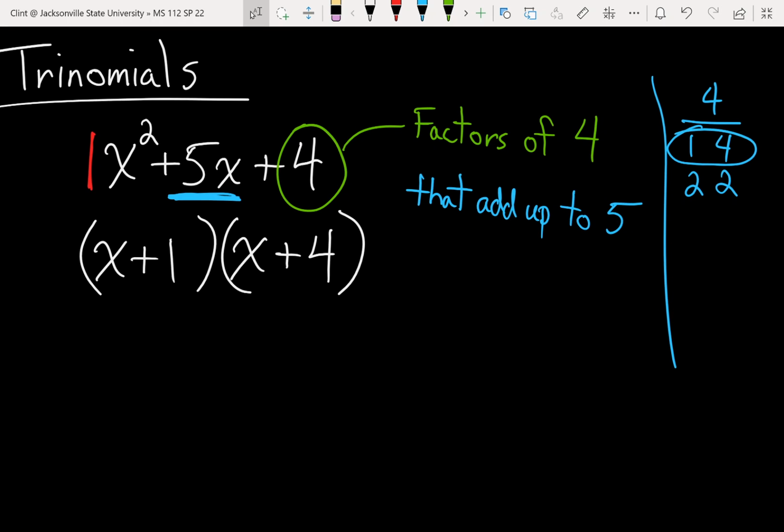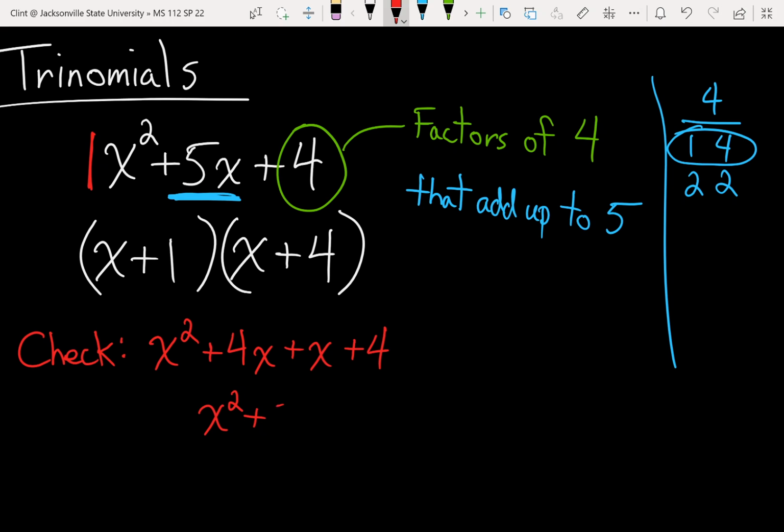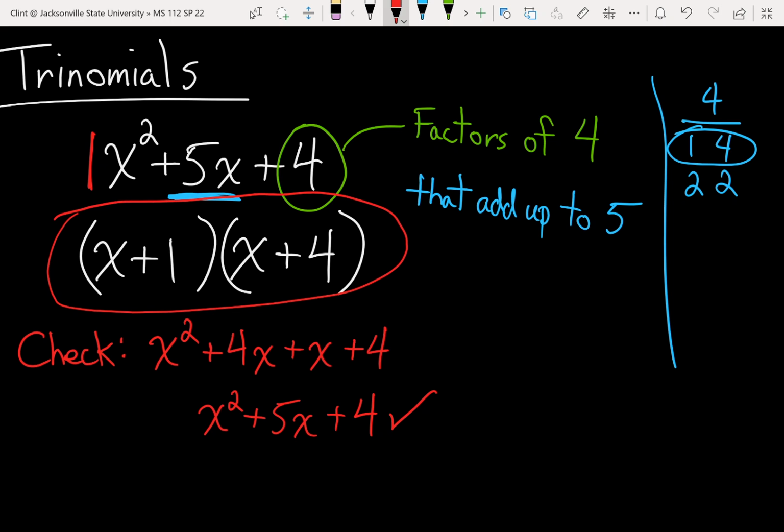And we can check ourselves. Make sure that our factors are correct. A lot of times you'll catch your mistake. We're doing the FOIL method to check it. So x times x is x squared. x times 4 is 4x. 1 times x is x. 1 times 4 is 4. And when we combine like terms, x squared plus 5x plus 4, like we want. So this is correct.